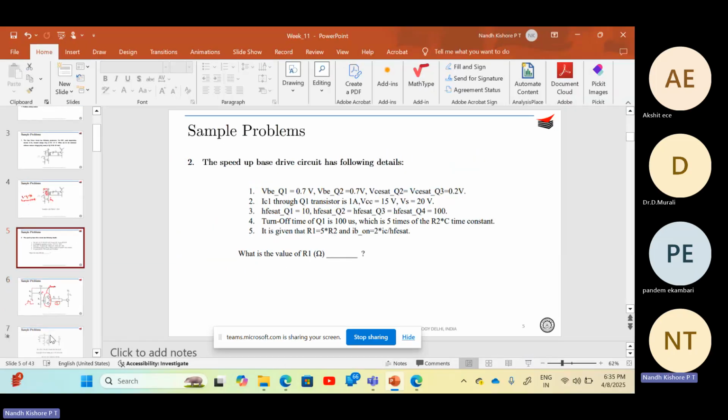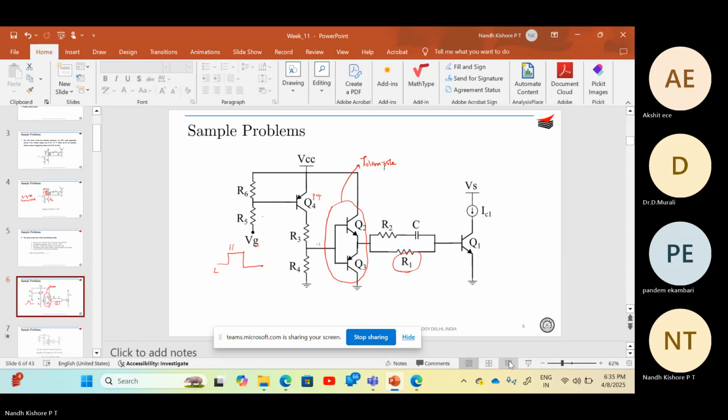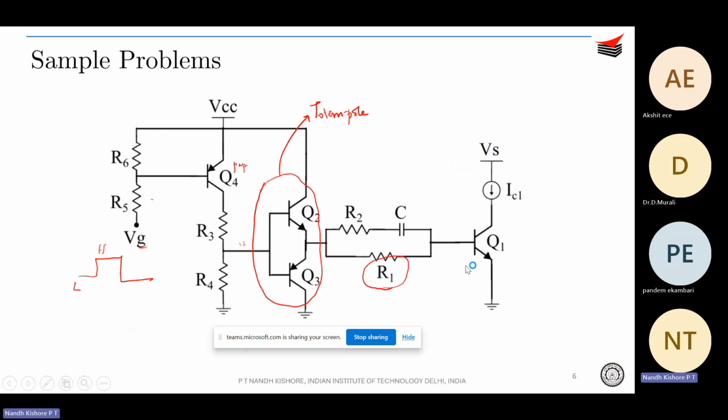So seeing this circuit, when is R1 going to come into play? Is it during the turn-off to turn-on transition, or is it during the total on period, or is it during the on to off transition, or what? So during which period will R1 come into play?